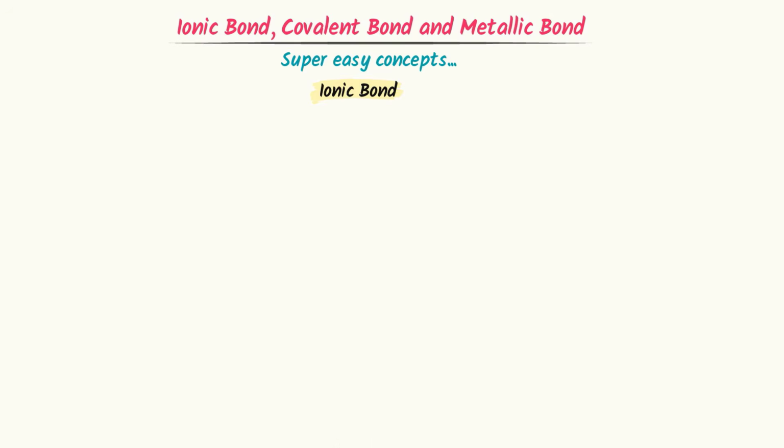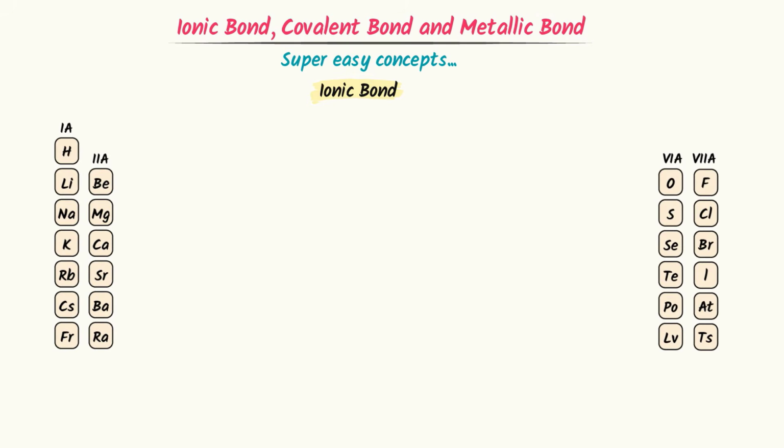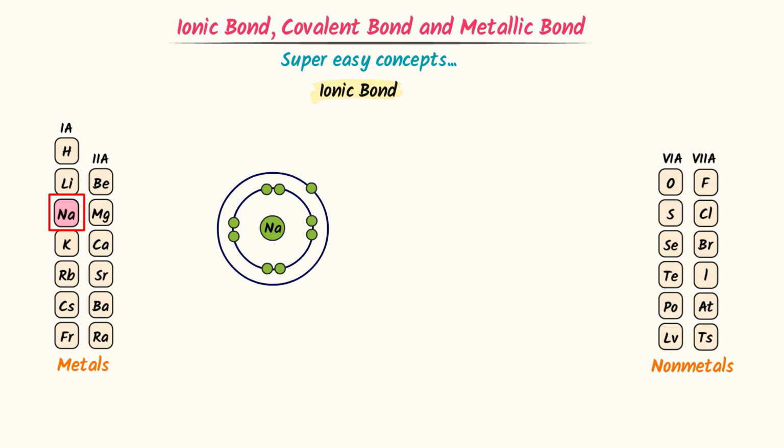Let's consider some elements of group 1, group 2, group 6, and group 7. We know that group 1 and group 2 elements are metals, while group 6 and group 7 elements are non-metals. Now I take one metal atom like sodium, and I take one non-metal atom like chlorine.